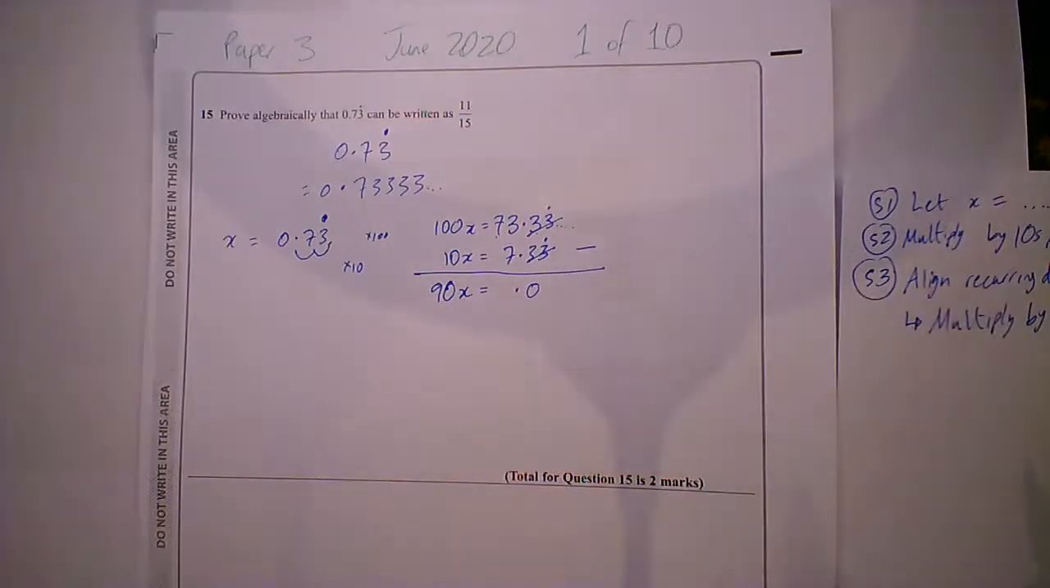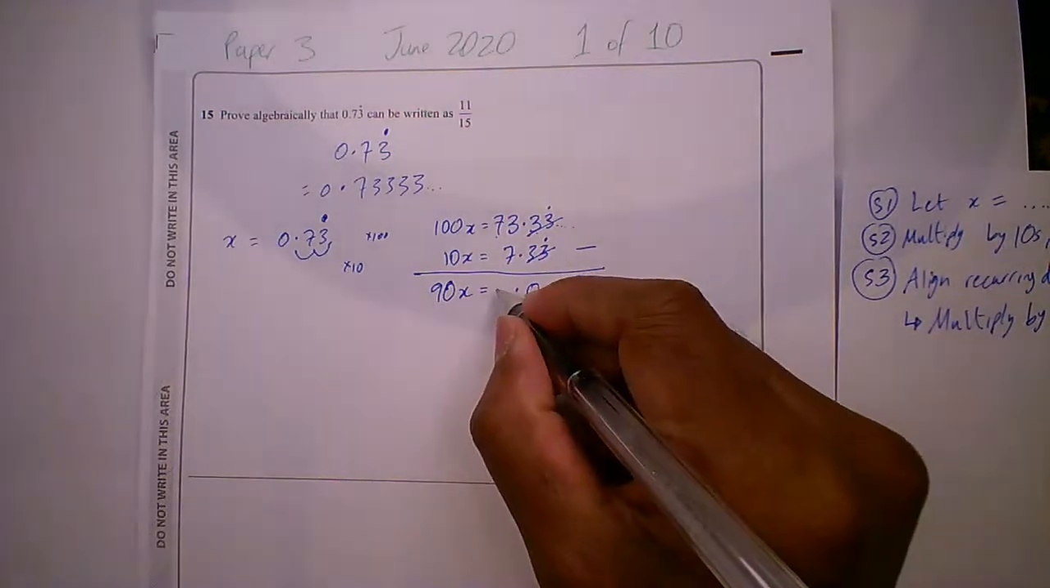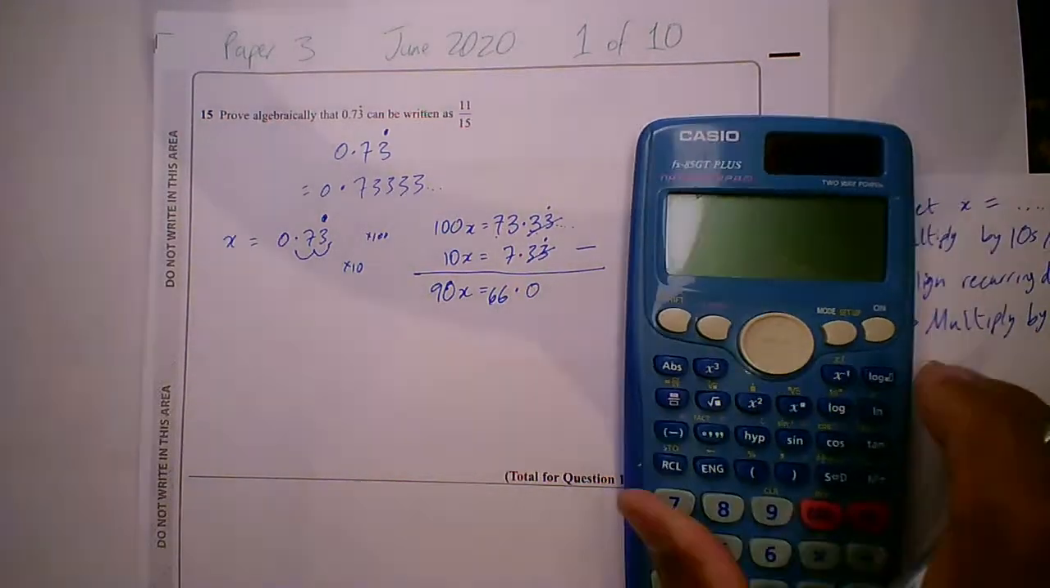And then 73 take away 7 gives us 66. You can use your calculator. It's a calculator paper question.